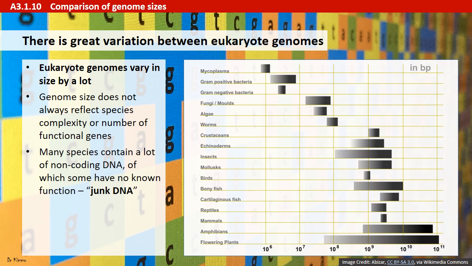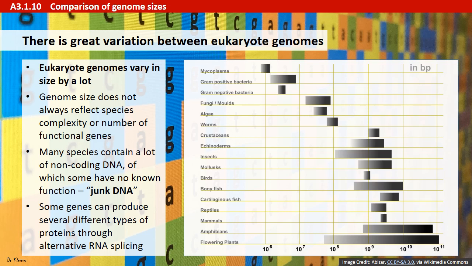Many species contain a lot of non-coding DNA, of which some have no known function. This DNA is called junk DNA, and it means that a species can have a lot of extra DNA that, as far as we know, doesn't do anything. At least it does not code for any protein. So that can enlarge the genome without increasing complexity.